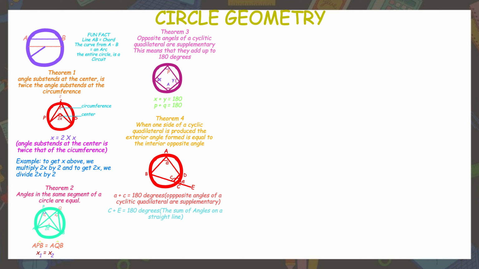Therefore, A plus C is equal to C plus E. Therefore, A is equal to E. To cap it up, angle BAD is equal to angle DCE.